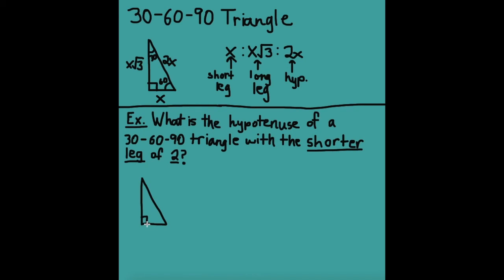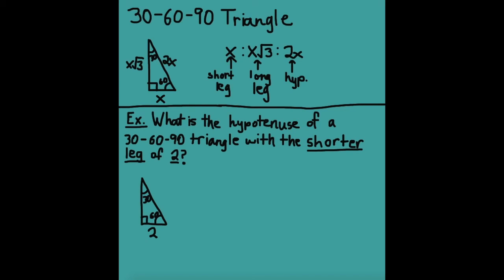So here we have a right angle, and the angle opposite the shorter leg is 30 degrees, and the angle opposite the larger leg is 60 degrees. The leg opposite the 30-degree angle in this case is 2. This is the information we have so far.